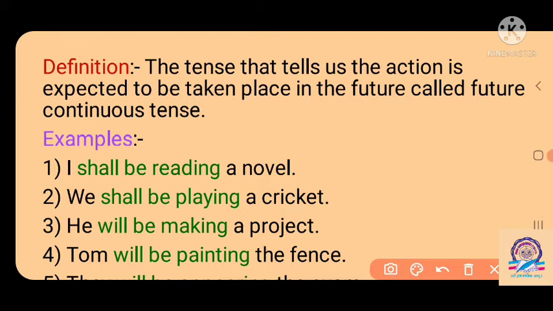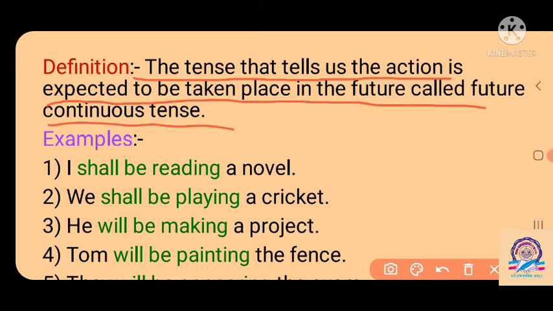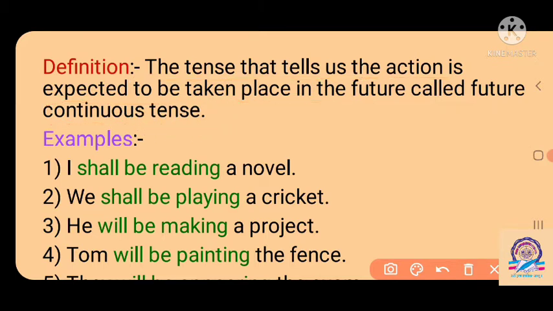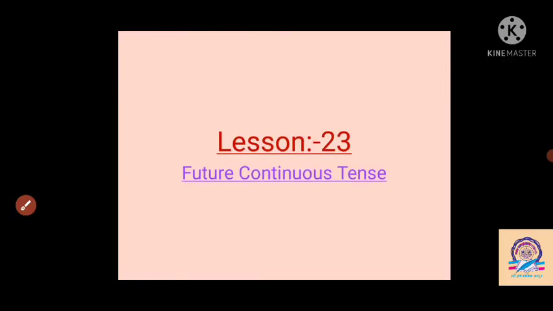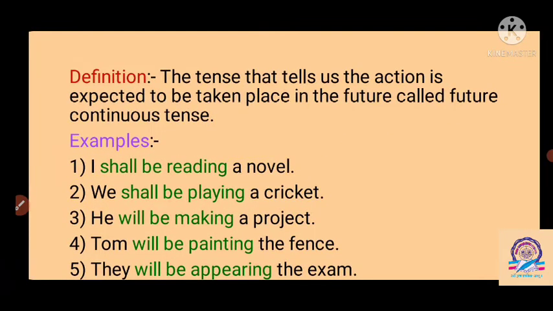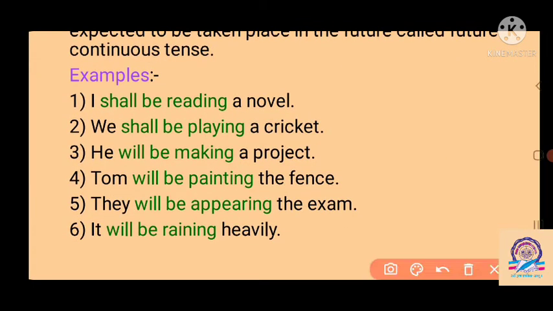So first we see the definition. The tense that tells us the action is expected to take place in the future is called future continuous tense. In short we can say that the future continuous tense shows the work that will be going on in the nearer future. So when the work will be going on, we use the future continuous tense here.